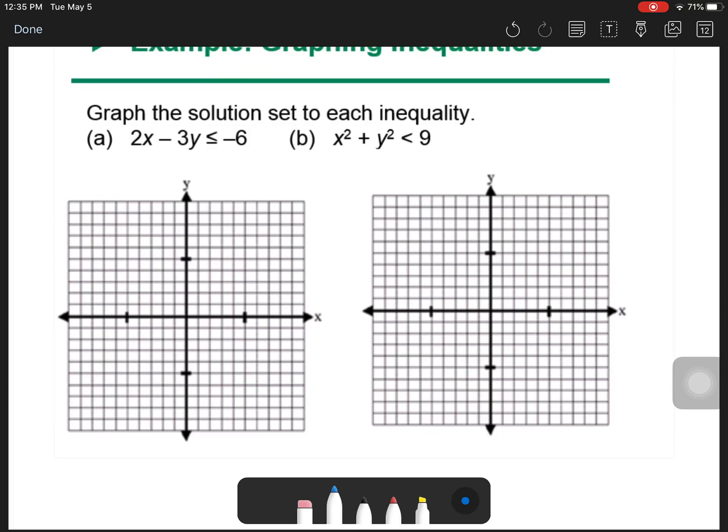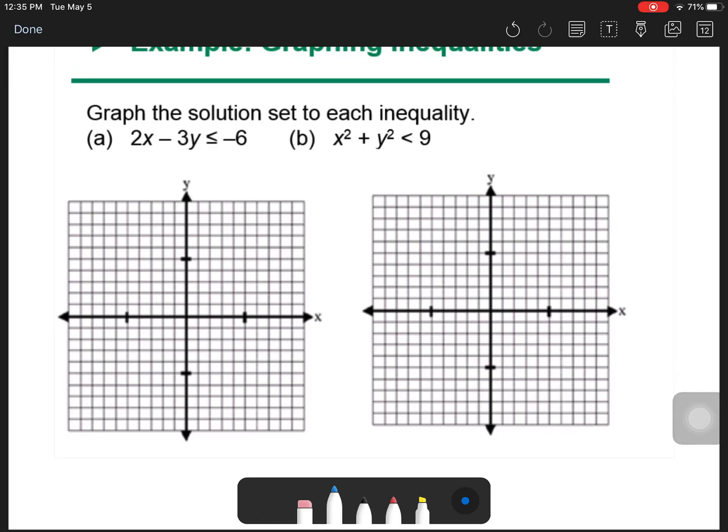So here we have the first part, A, this is linear. Here obviously this is not linear. You have x squared plus y squared, which maybe you recognize that's a circle equation there. Let's start with the linear equation. I think probably most of you are most comfortable graphing lines when they're in the form y equals mx plus b, so you can see the slope and the y-intercept. So that's the way I'll demonstrate these ones.